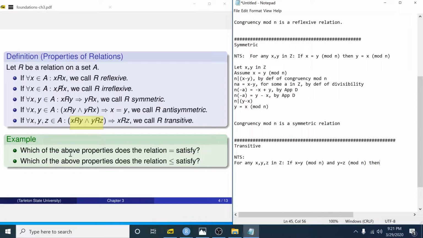Then, right, because this is an implication symbol. What this entire thing says is if this stuff is true, then this condition is true, right? So that's what we're doing here. If x is congruent to y mod n and y is congruent to z mod n, then we need to show that x is congruent to z mod n. That's what we need here. Okay, so if we want to prove that congruency mod n is transitive, this is what we need to show.